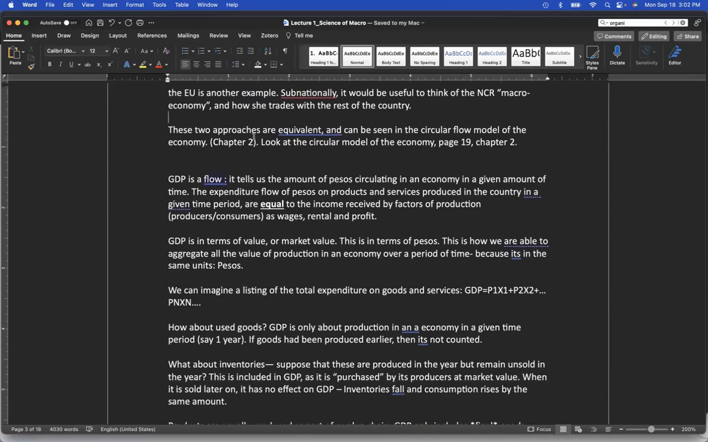So GDP is a flow. We'll be looking at this in a moment after this paragraph. GDP is a flow. It tells us about the amount of pesos circulating in an economy in a given amount of time. The expenditure flow of pesos on products and services is equal to the income received by the factors of production that produced it. These producers or consumers as wages, rental, and profit.